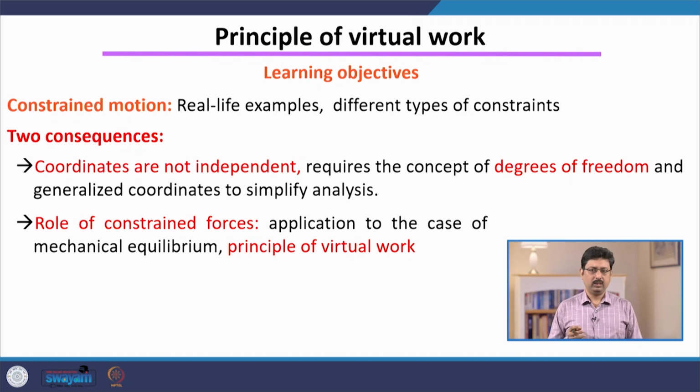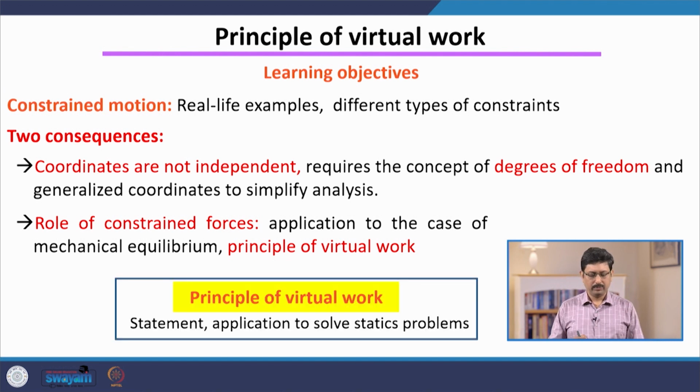Once we know what we are talking about, we will discuss two consequences of the fact that the motion can be constrained. First, the coordinates are not independent, and here we shall introduce the concept of degrees of freedom and generalized coordinates that will simplify the analysis. Second, we shall look at the role of the constraint force, and we will see that one trick to get rid of the constraint force is to realize that they do not do any work, and that will lead to the principle of virtual work.